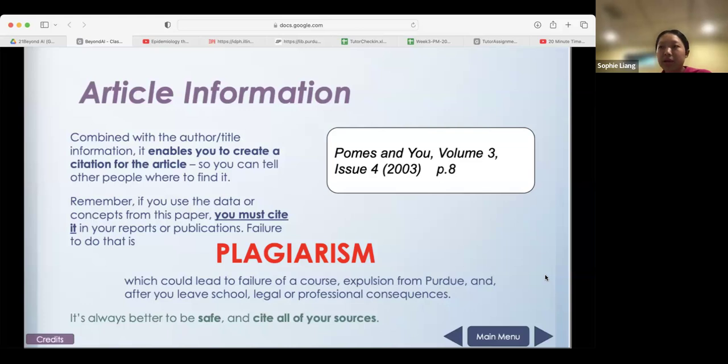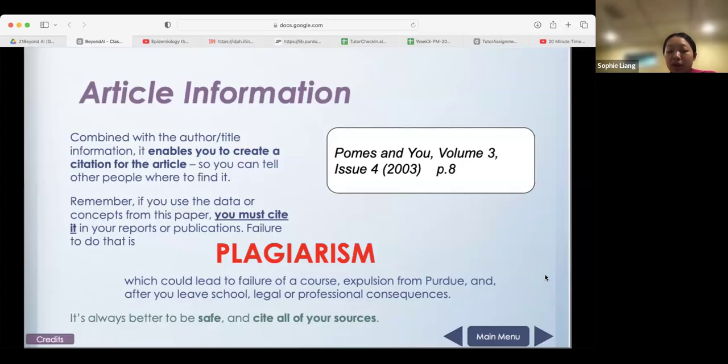It might be in the beginning, or you might see this in a little box if you click the cite button. But basically, combined with the author and the title information, it enables you to create a citation for the article so that you can tell other people where to find it. Remember, if you use the data or concepts from the paper, you must cite it in your reports or publications.